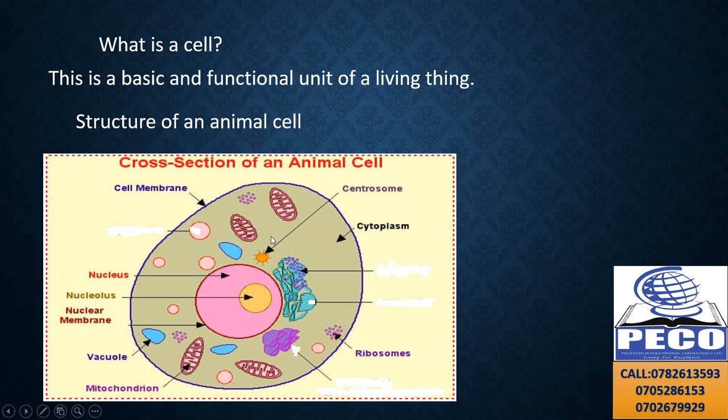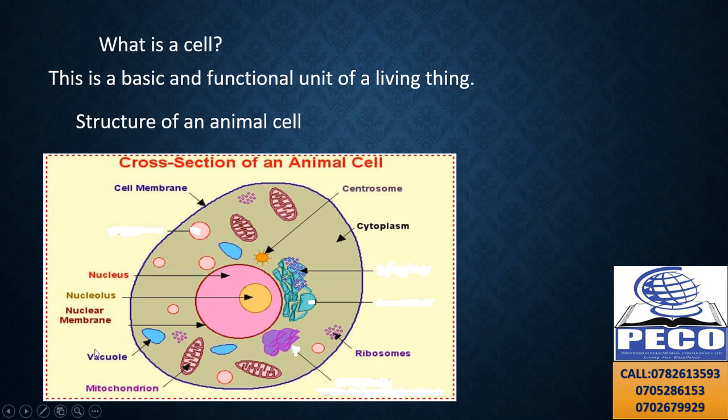And then you have the centromere there. You have ribosomes there. You have the mitochondrion. If it is one, we call it mitochondrion. If there are many, we call them mitochondria with an A at the end. You remove ON and put an A, so that if there are many, we say mitochondria. If it is one, you call it mitochondrion.